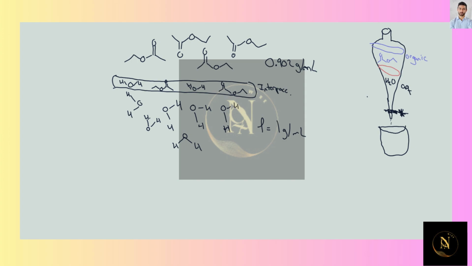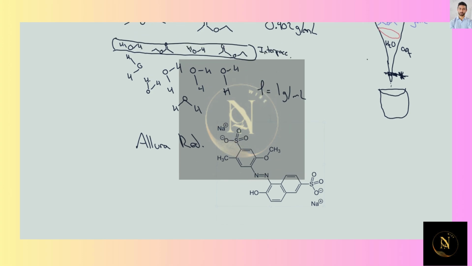In addition to this, we want to know what is going to happen with Allura red, in which phase it is going to dissolve. And in order to do that, we need to have a look at the structure. The structure of this compound is complex, but what we can say about it is that it is a salt, it is charged, it has a bunch of polar bonds, for example, OH bonds, SO bonds.